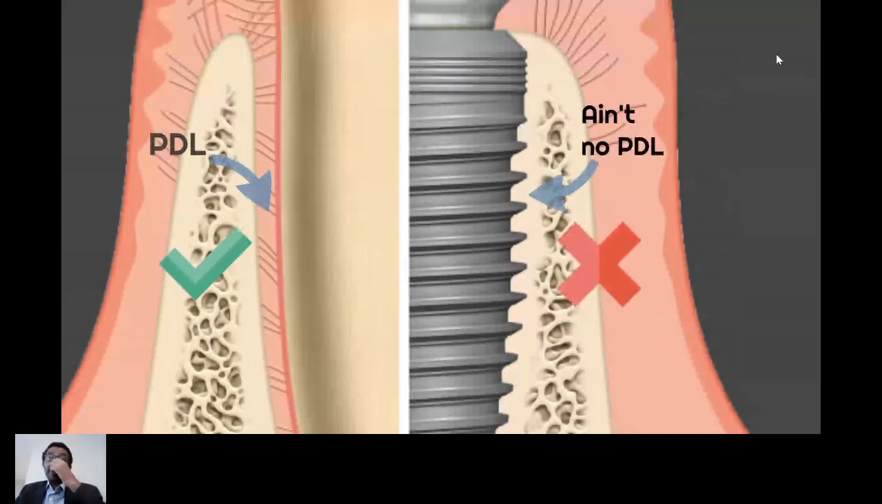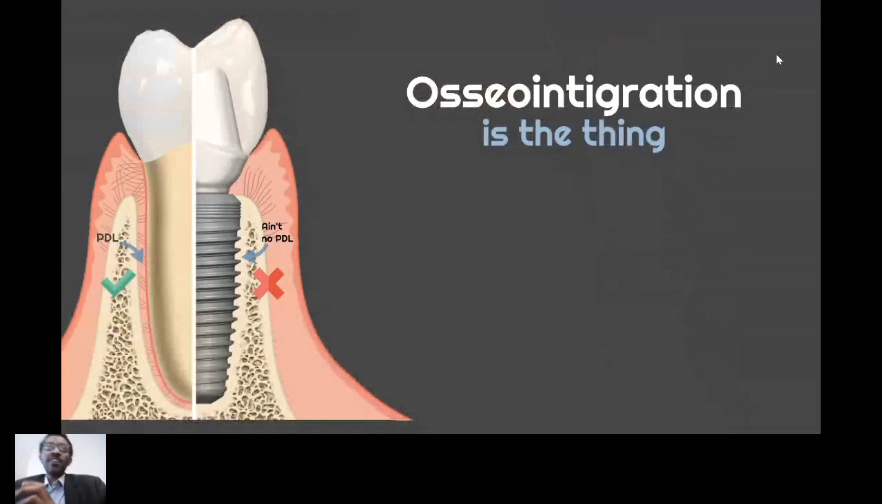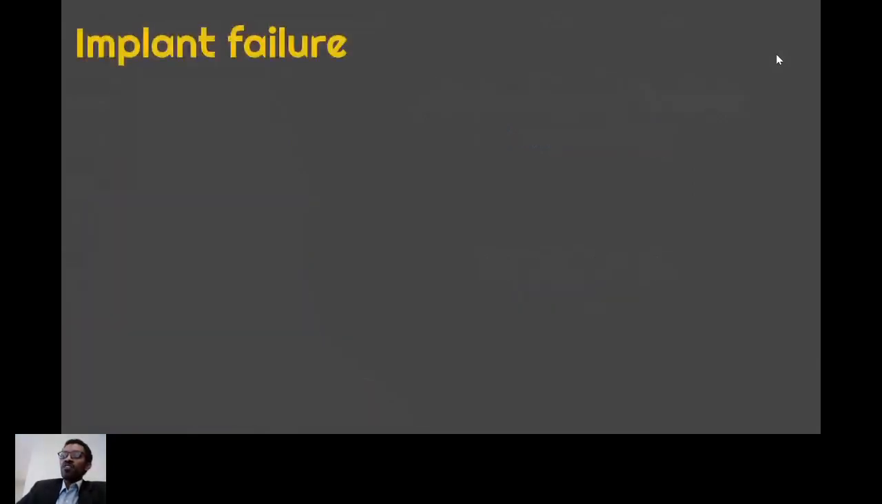So the whole thing depends on how well my implant is attached to the bone, right? Which means if I don't have this osseointegration, if my implant is not attached to the bone, then I have nothing, basically. It's an implant failure. It's not attached to the bone, it will just fall. I cannot put a tooth or a prosthetic part on something moving, right?